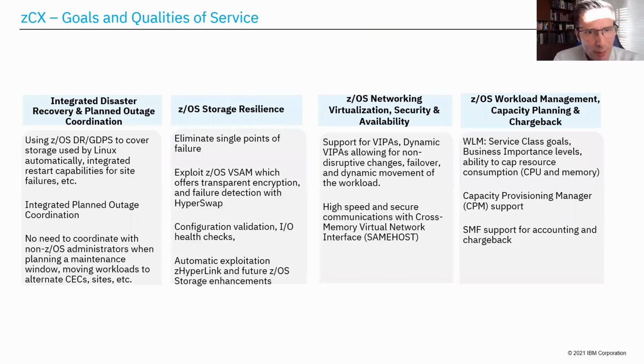So we talked about that ZCX allows applications to exploit zOS qualities of service. So what do we mean by that? Well, let's just look at a couple areas where zOS has some great qualities of service. Let's look at the second column first and talk about zOS storage resilience. We haven't talked about it yet, but I will tell you that the Linux disks that the ZCX appliance utilizes are actually VSAM linear datasets. So the application running on ZCX, they don't know that they're using VSAM. In fact, they don't even know they're running on zOS.